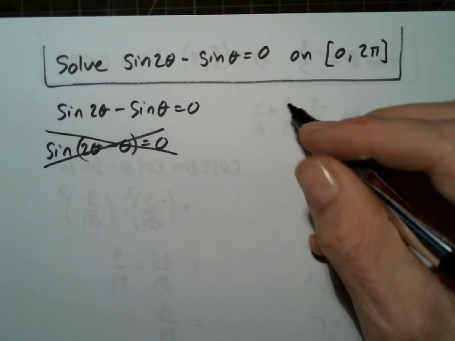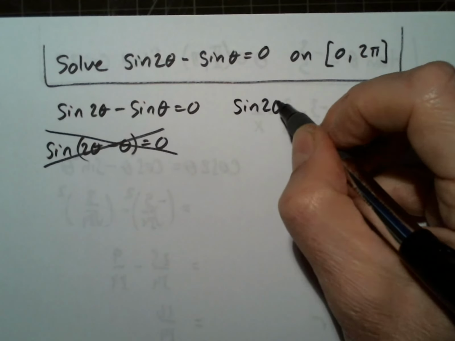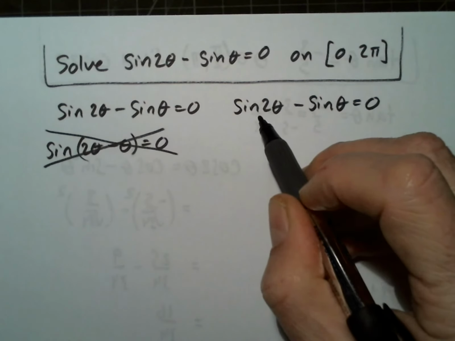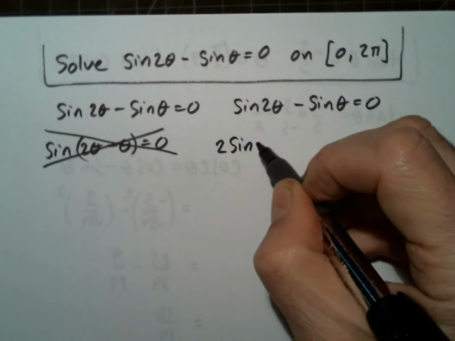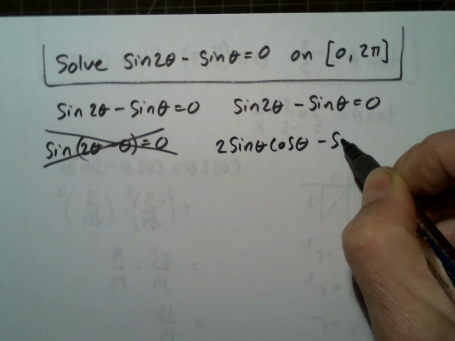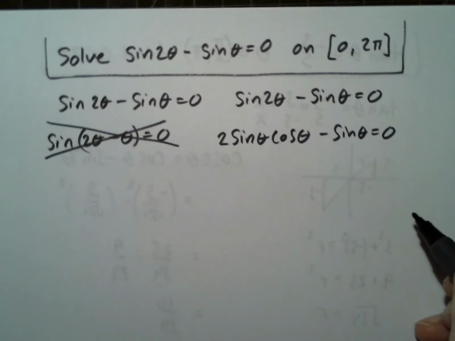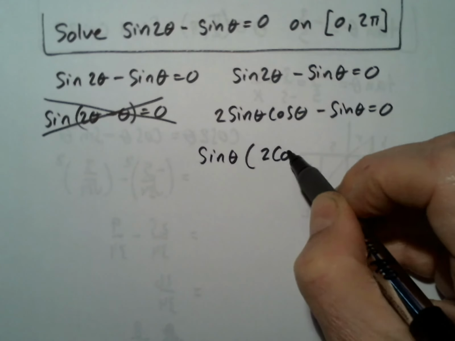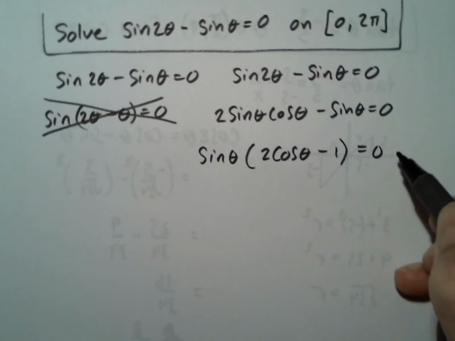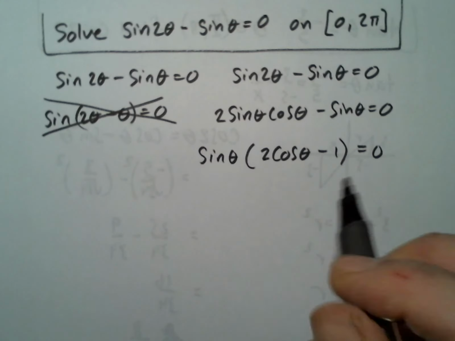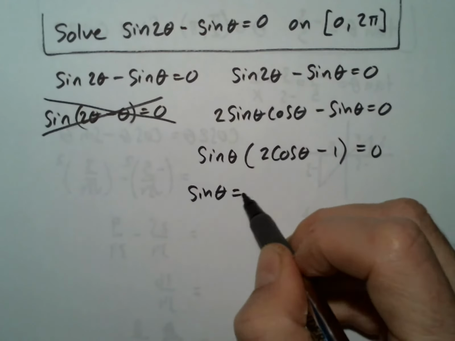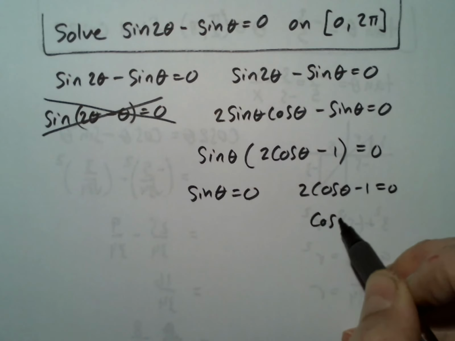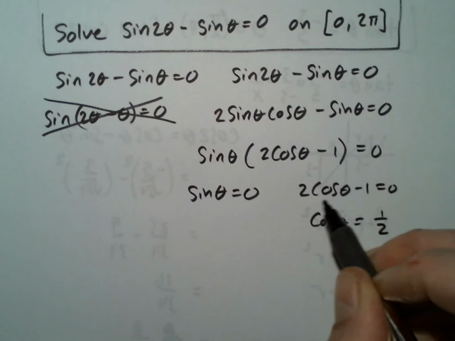What we do instead is rewrite sine 2 theta. We know this is 2 sine cosine, and factor. And then sine is 0 and cosine minus 1 is 0. Add 1, divide by 2.